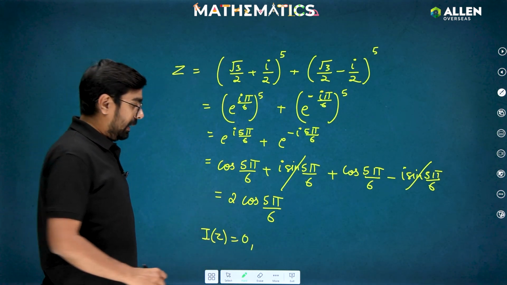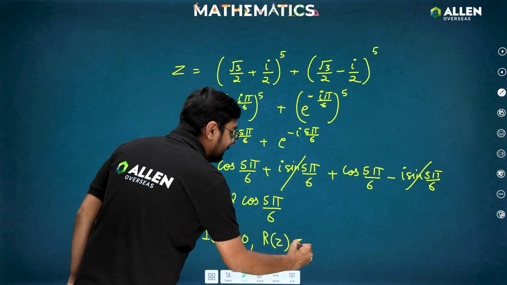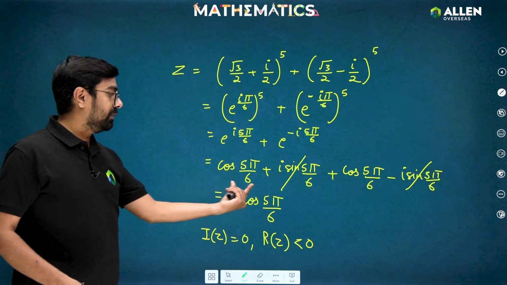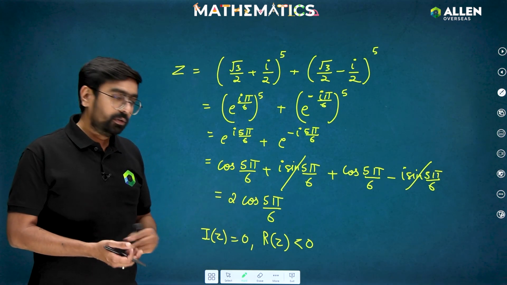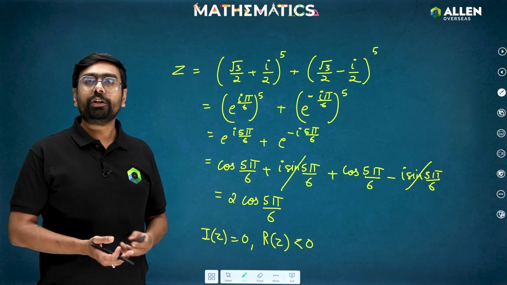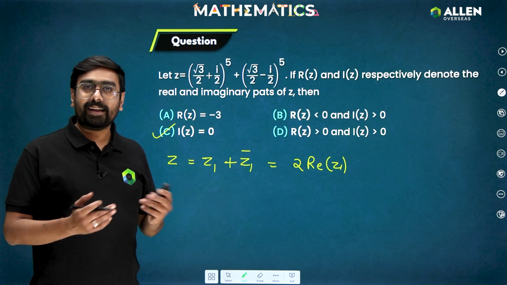And what about the real part? Rz is always going to be less than 0 because cos 5 pi by 6 will always be less than 0. So real part of z is always going to be less than 0 and imaginary part is always going to be equal to 0. So we had marked the correct option to be correct.